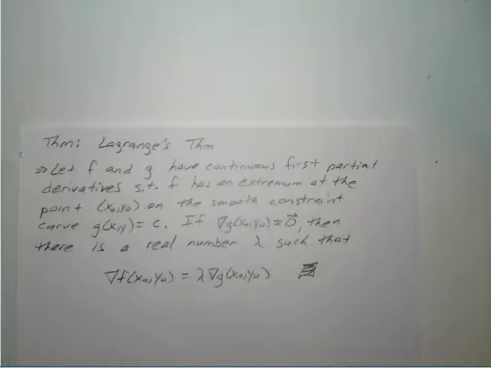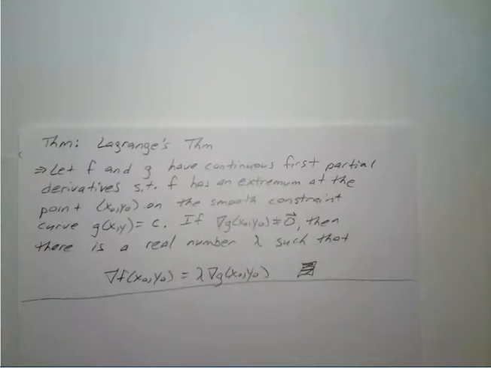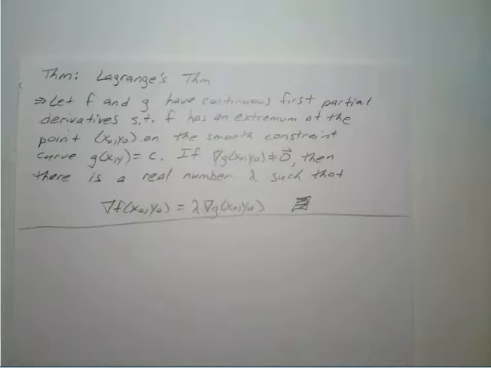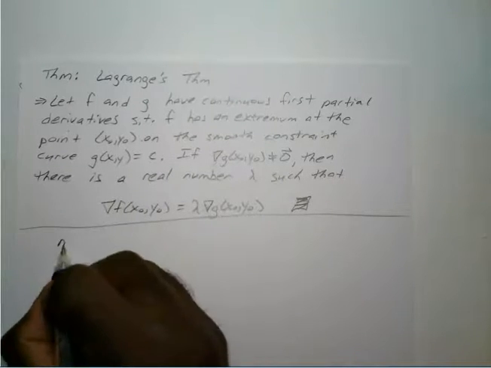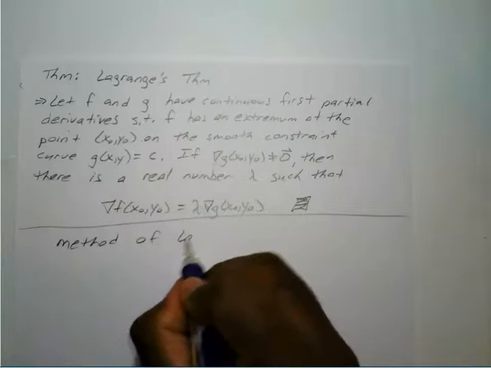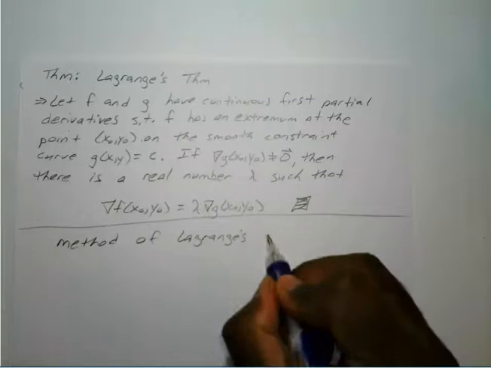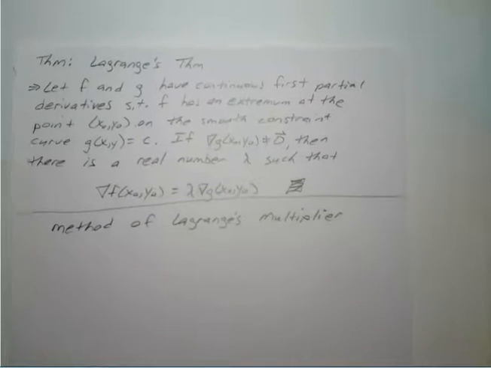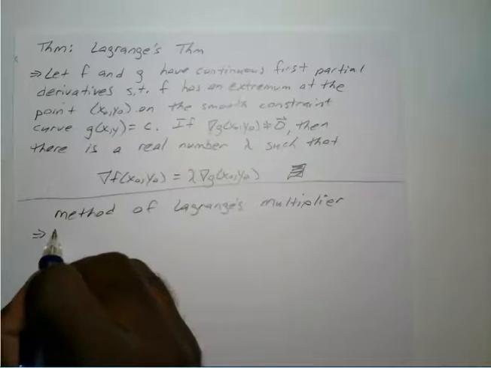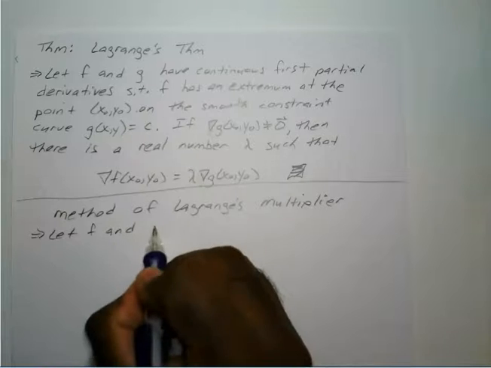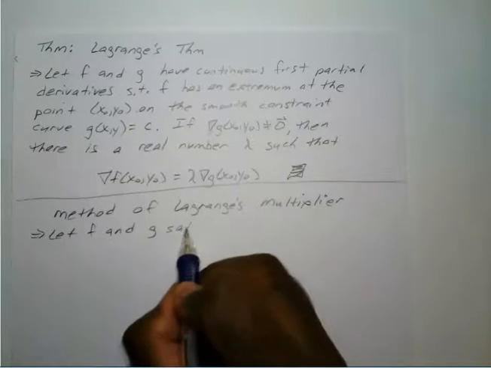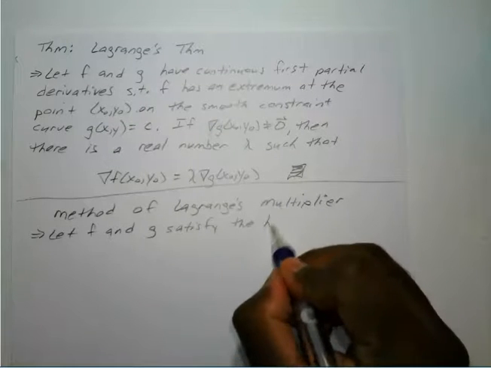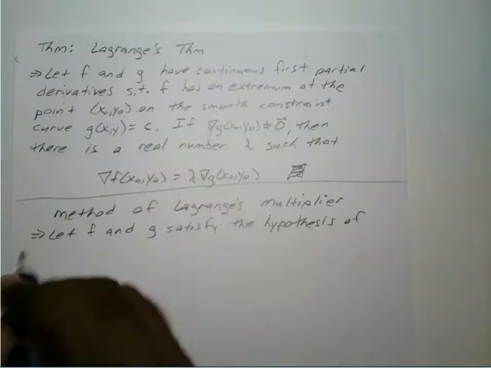All right. Now, there are a few steps that you can follow to help you apply Lagrange's multiplier to find out the minimum or maximum of your function. So the method of Lagrange multipliers, and we will follow those steps in the example, so don't be too worried if it doesn't make sense immediately. Okay, so let f and g satisfy the hypothesis of Lagrange's theorem.